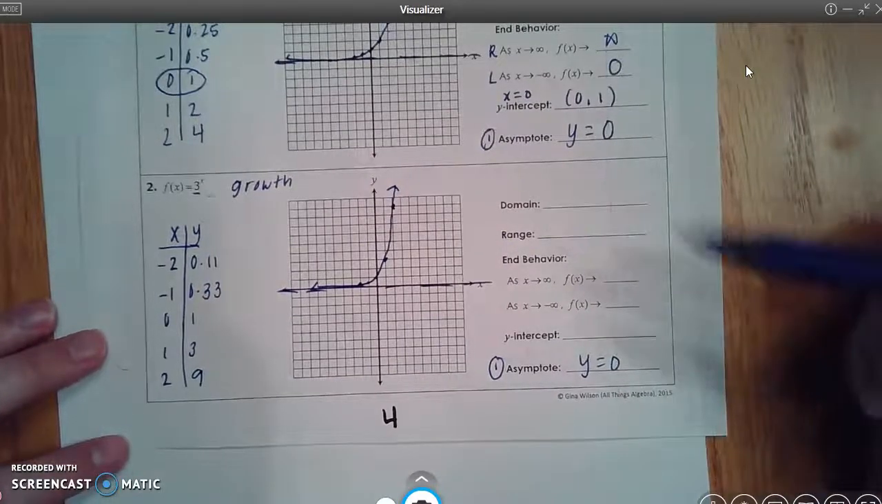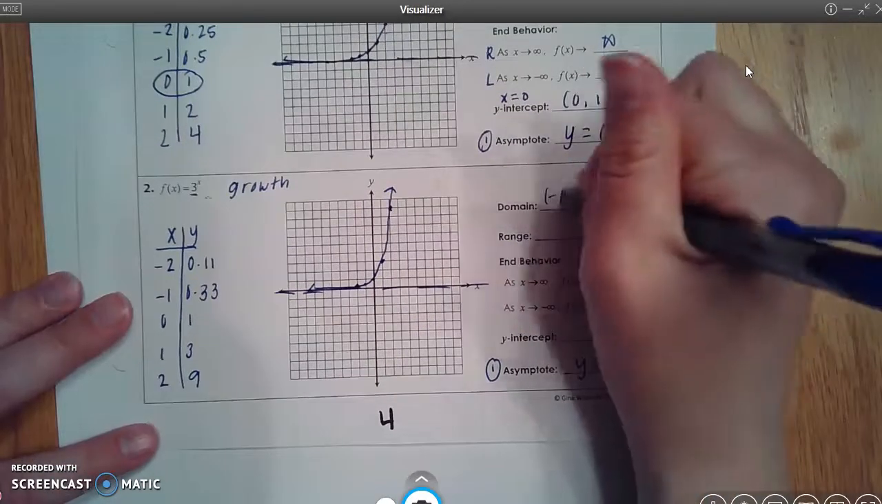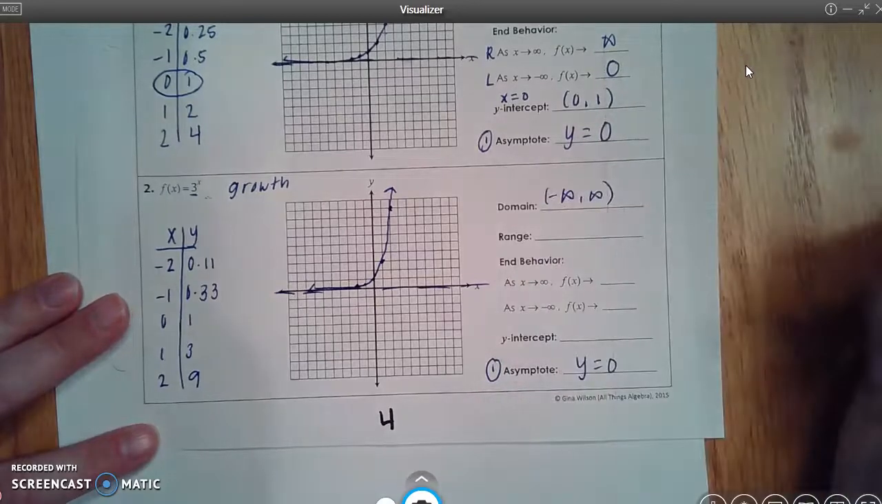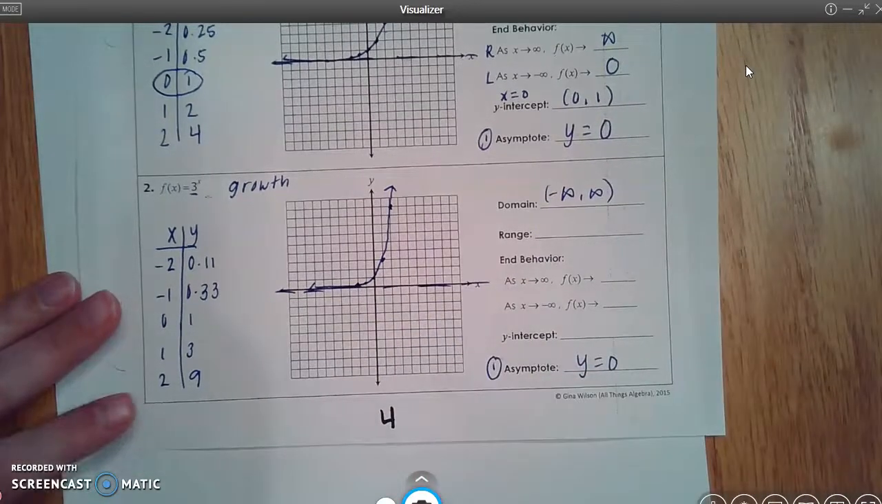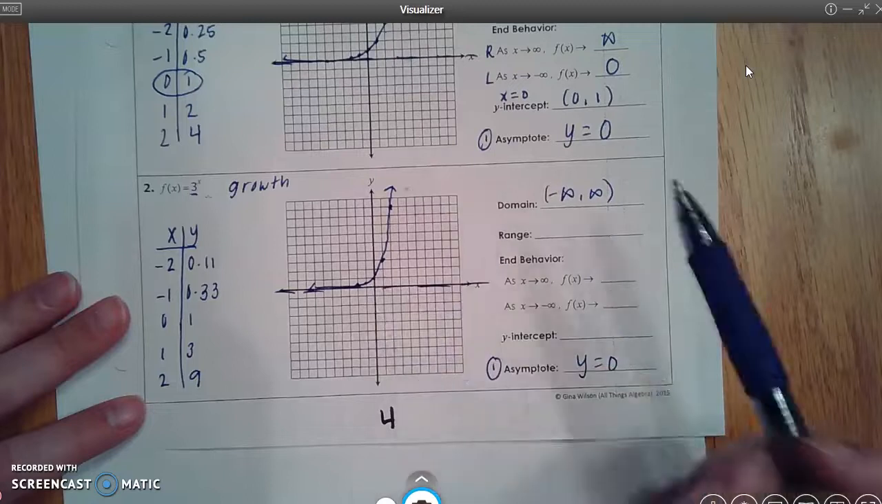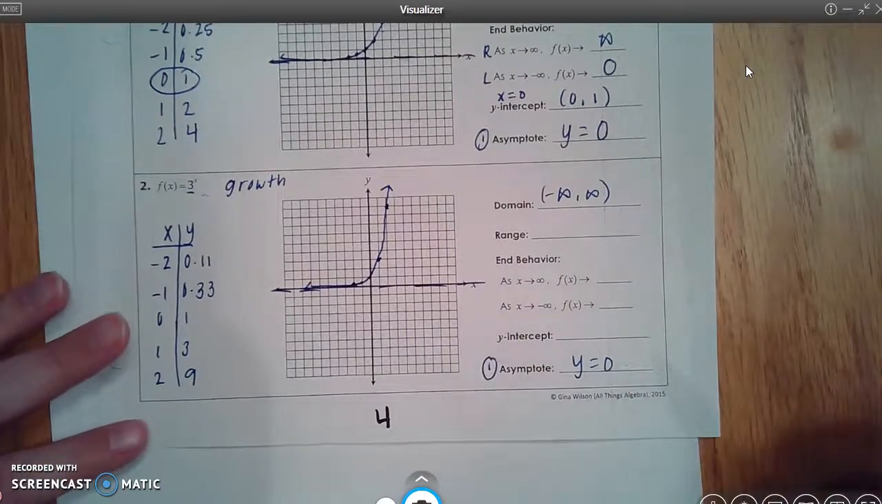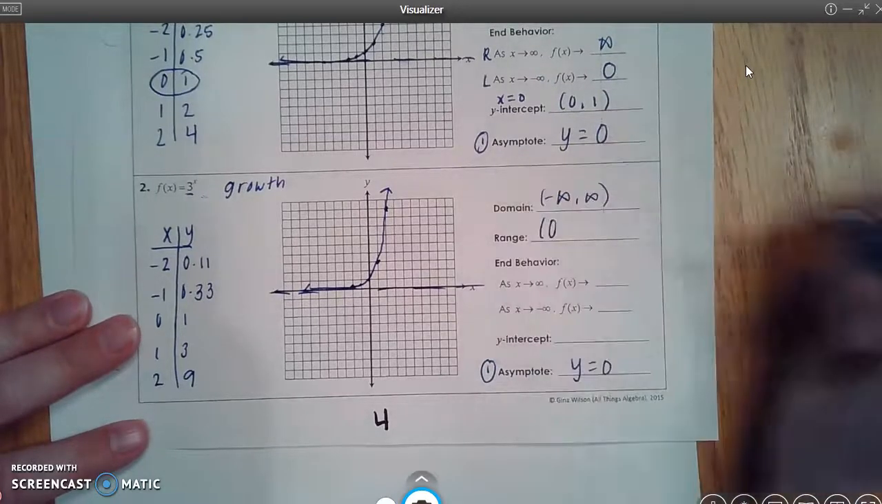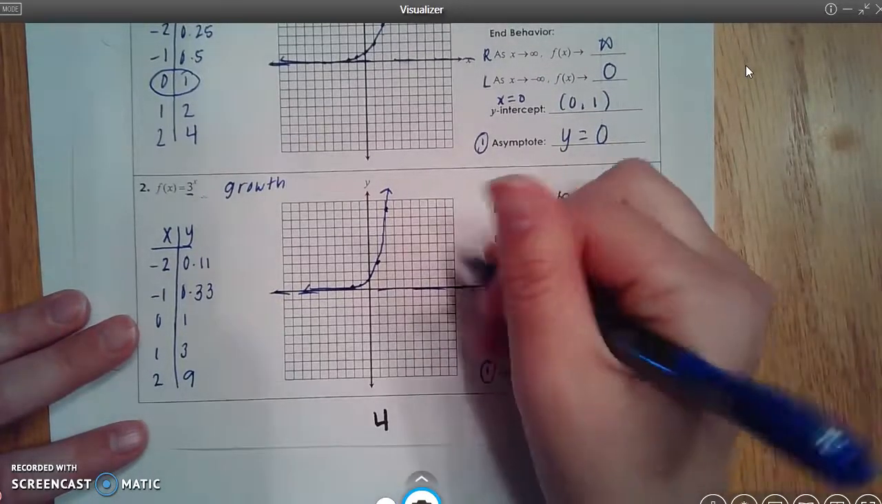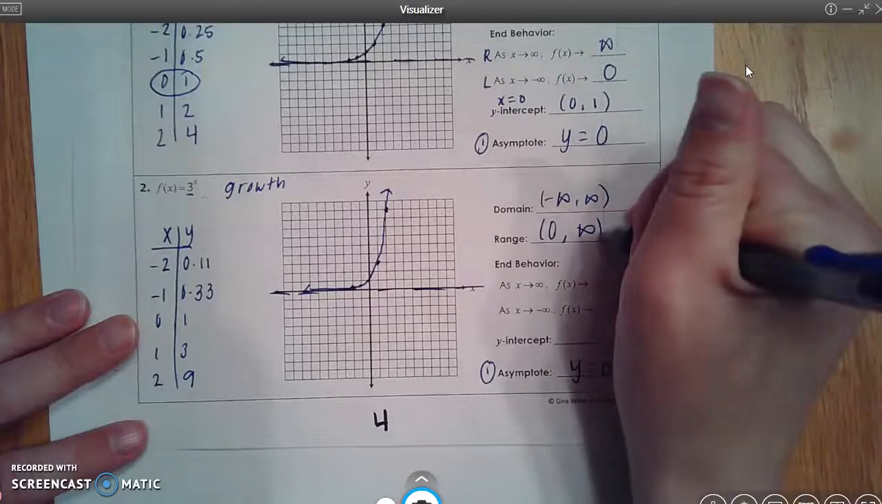Your domain is always going to be from -infinity to +infinity because I have an arrow going left and right forever. Once again, it's going up, but it's at an angle to the right. Your range, my lowest y value occurs at the asymptote, and we do not include that value, so it's a parenthesis. And my arrow goes up forever, which means we're going to +infinity.